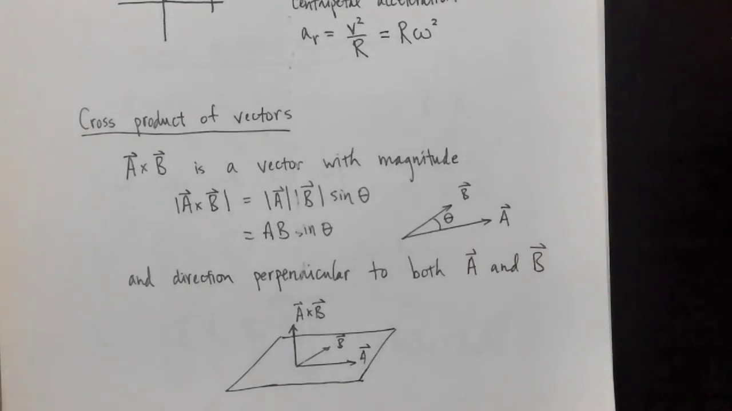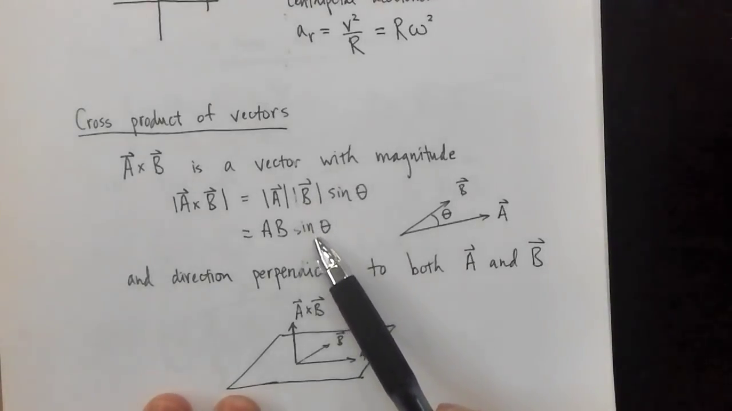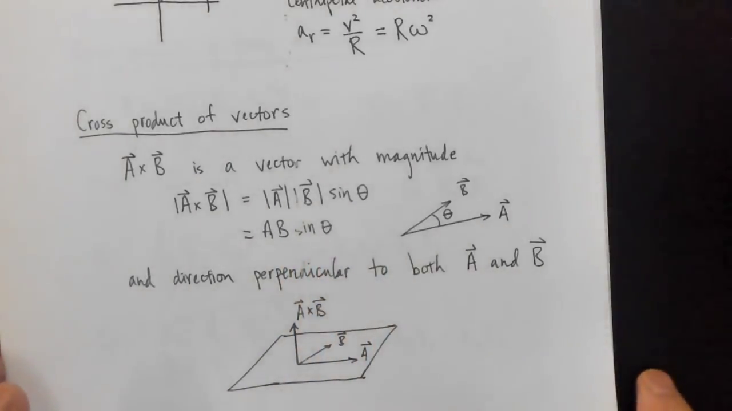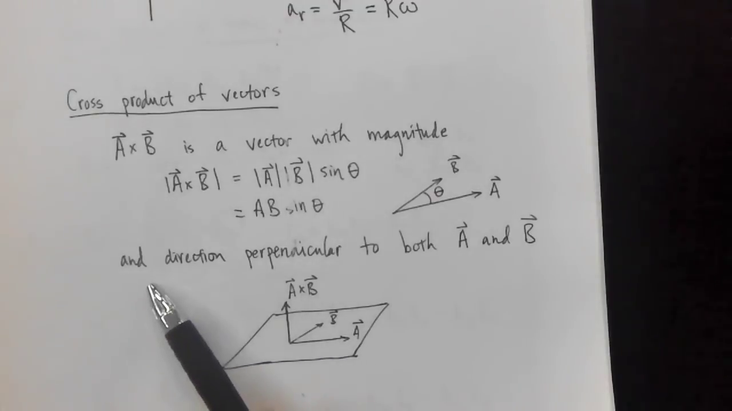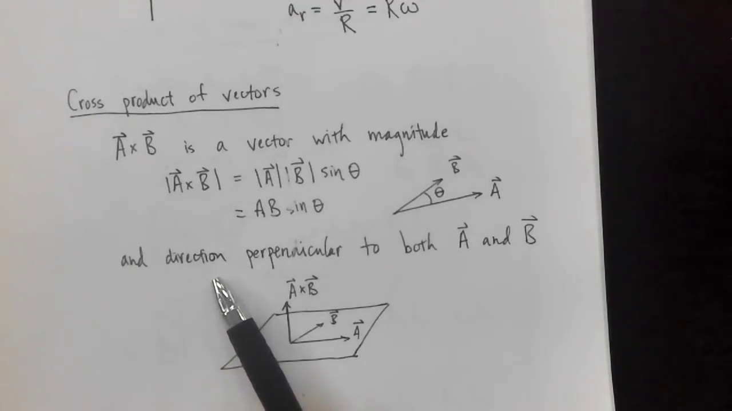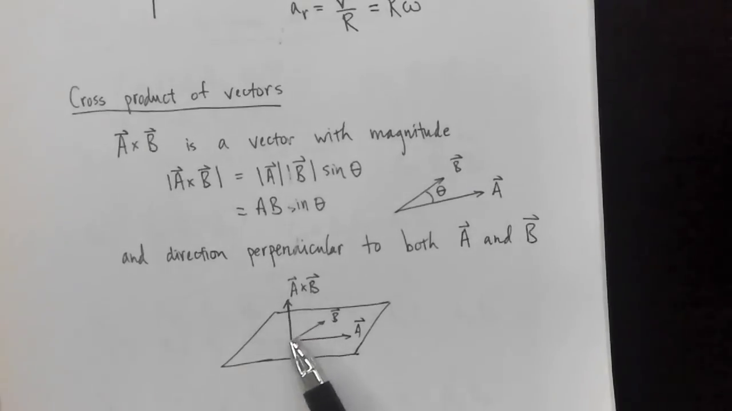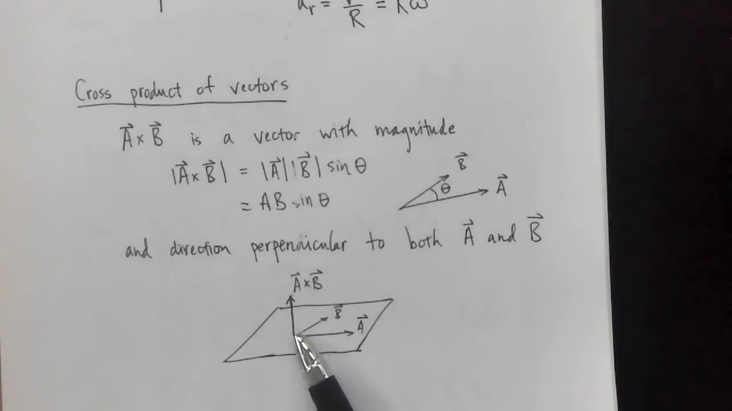So if the angle is 90 degrees, the sine of 90 degrees is 1, and this drops out, meaning it's 1, so you don't even have to write the sine of 90. Okay, the direction of the cross product is going to be perpendicular to both A and B. So if I have A and B lying in some plane, then A cross B is going to be perpendicular to that plane. Any questions about that?